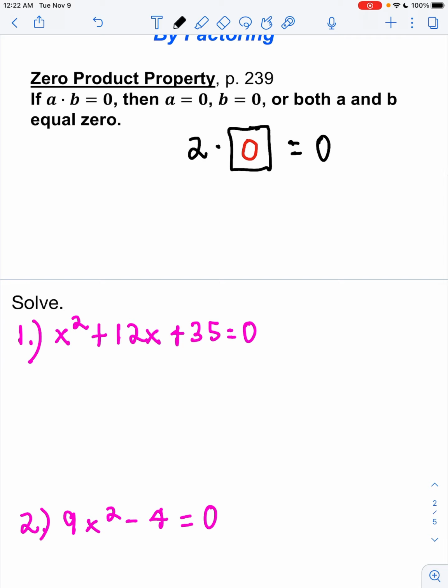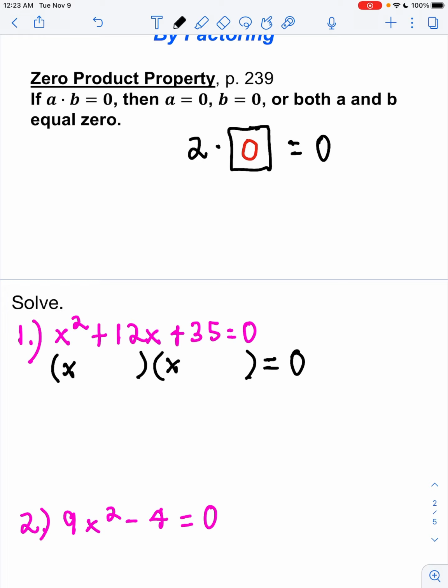So I have solve x squared plus 12x plus 35 equals 0. The first thing you always want to do with your quadratic equation is get it in standard form on one side equal to 0. Of course, in number 1, that's already been done for us. So the next step is to try and factor it. Since there are 3 terms and no common factor, I'm going to try reverse a FOIL.